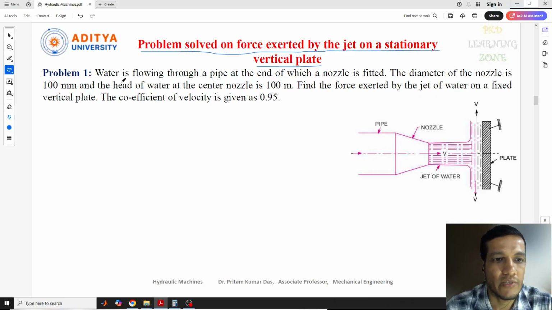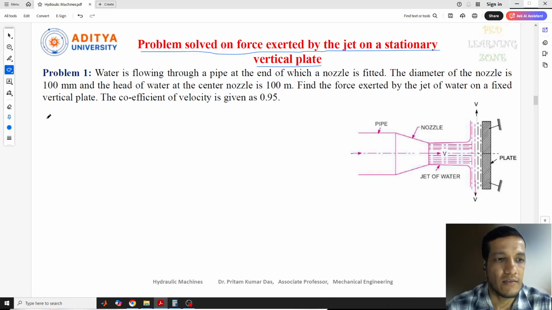So here I have taken a question that water is flowing through a pipe at the end of which a nozzle is fitted. The diameter of the nozzle is 100 millimeter and the head of water at the center of the nozzle is 100 meter. Find the force exerted by the jet of water on a fixed vertical plate. The coefficient of velocity is given as 0.95. So the question is given very simple.